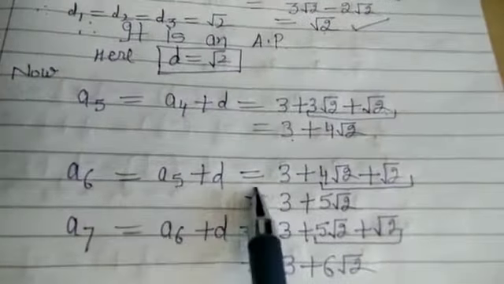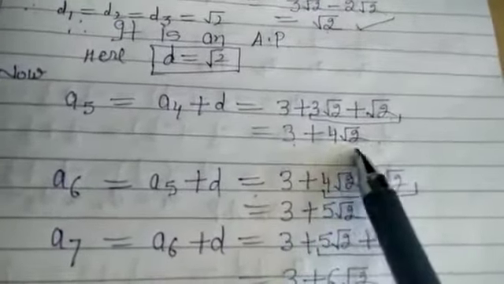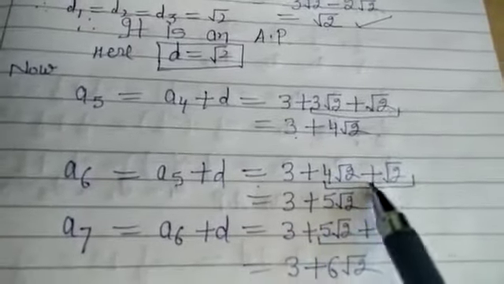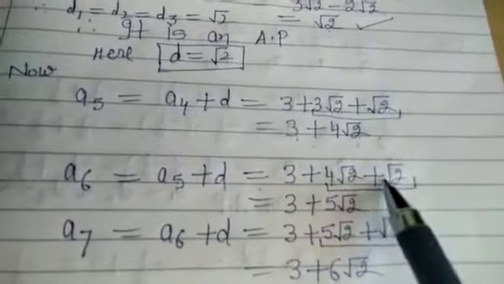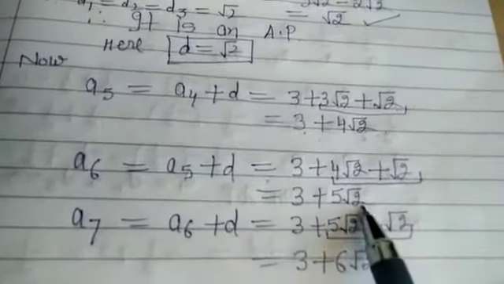Next term is A5 plus D. So A5 is 3 plus 4 under root 2, just as we have solved now, plus under root 2 is the difference. So now these two terms are like terms. We will add 4 under root 2 plus 1 under root 2 is 5 under root 2. So A6, that is the sixth term, is 3 plus 5 under root 2.